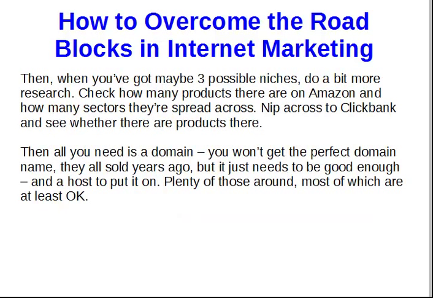Then when you've got maybe 3 possible niches, do a bit more research. Check how many products there are on Amazon. Again, it's only a quick thing, just put it in, what's the count? And see how many sectors they're spread across. You can tell that when it says you can't sort the search results yet, you've got to select a sector. Really annoying, but it tells you there's more than one sector, so that's good for our purposes. Then pop across to ClickBank and see whether there are products there.